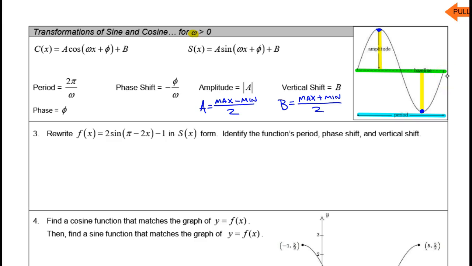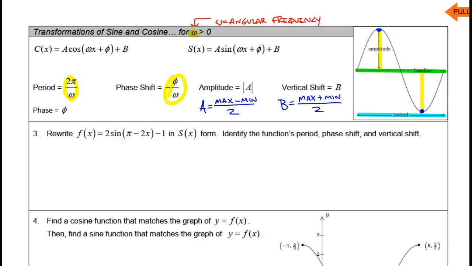So the period of the sine and cosine functions is calculated as 2 pi divided by omega, where omega is something called angular frequency. I better write that down. You might want to know that later. Omega is angular frequency, and that's a lowercase Greek letter, omega. Phase is something called phi. Phase shift is negative phi divided by omega.